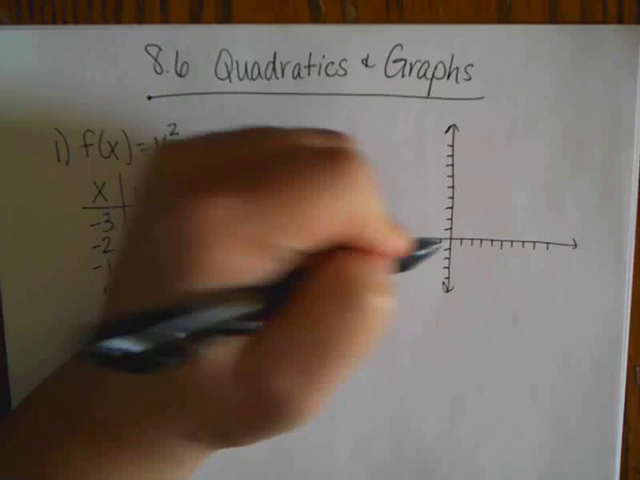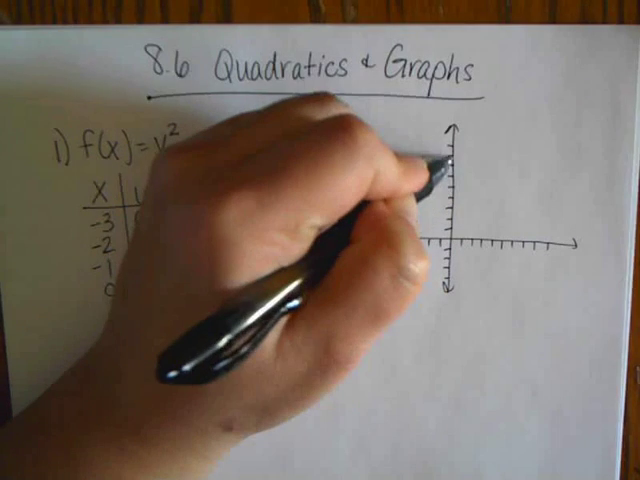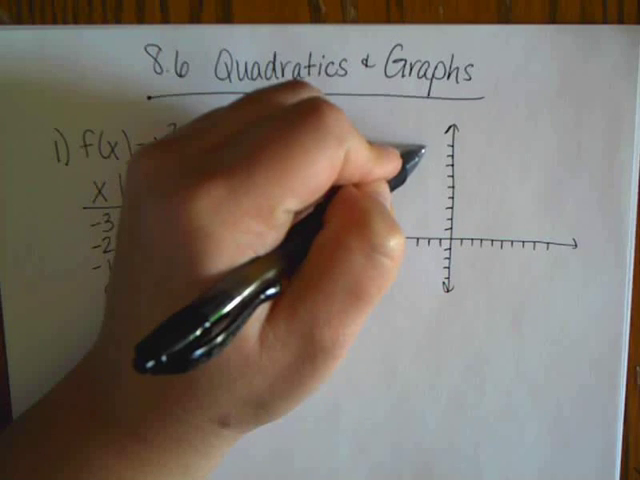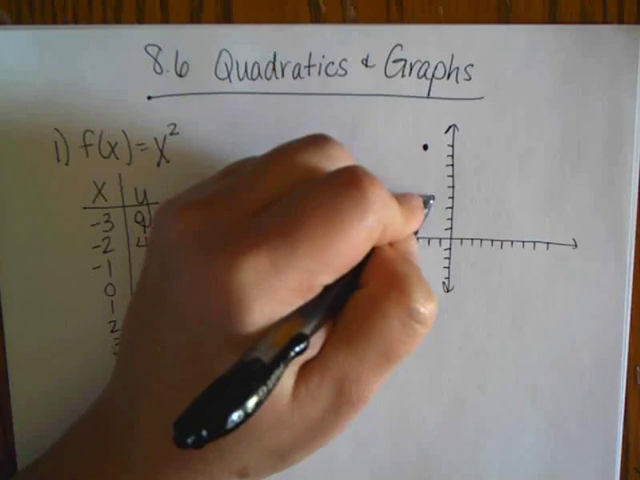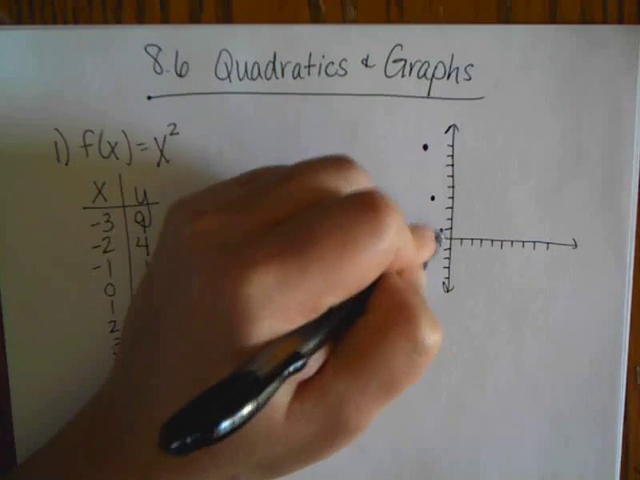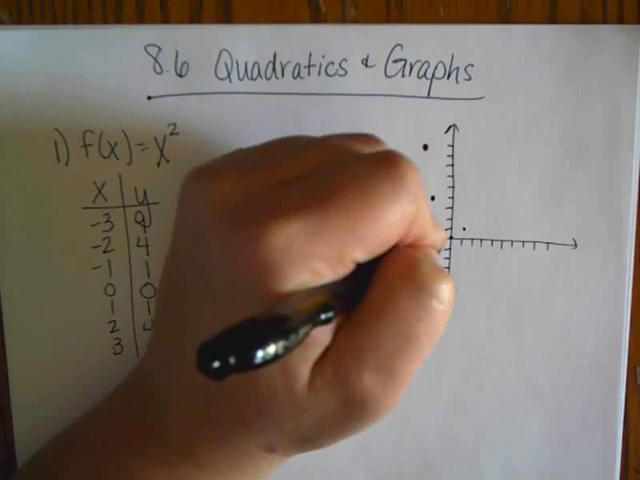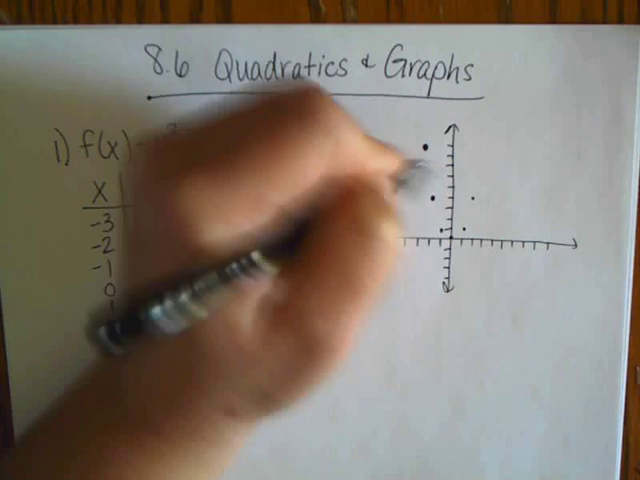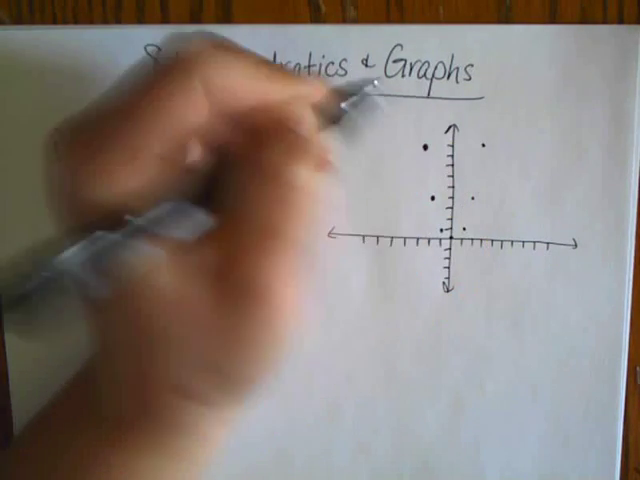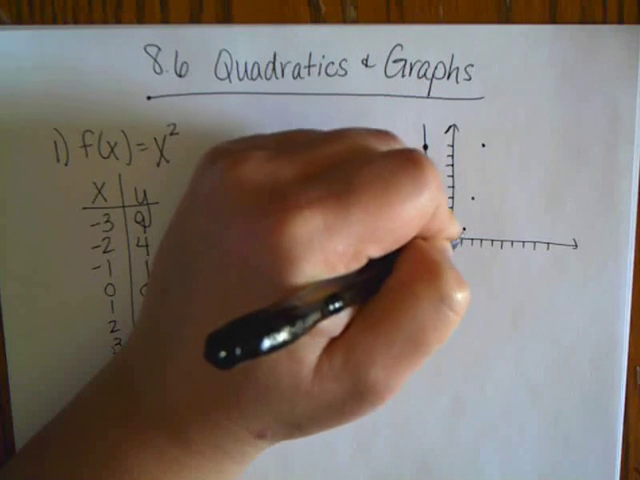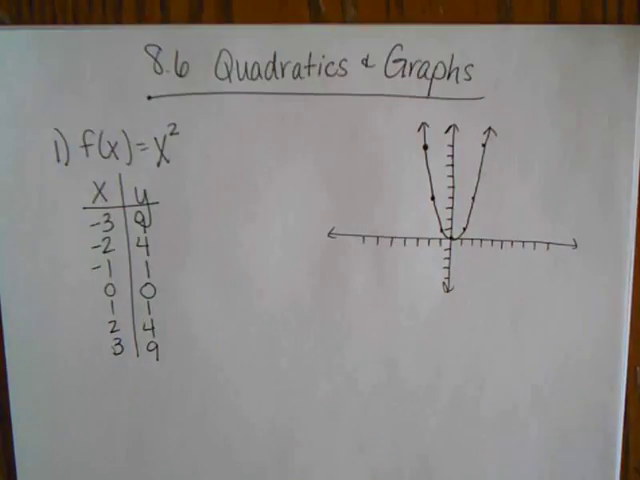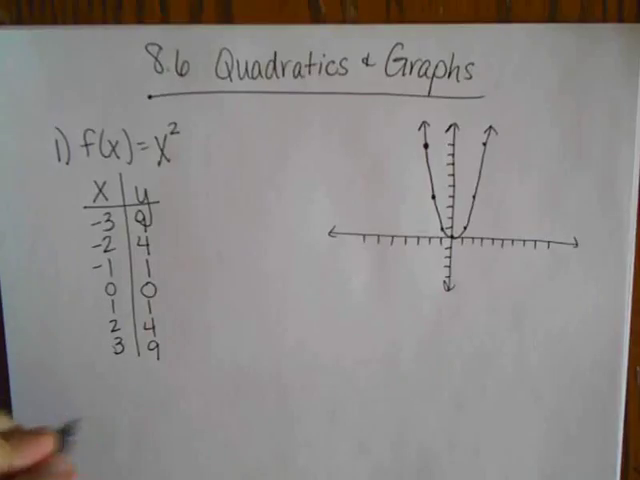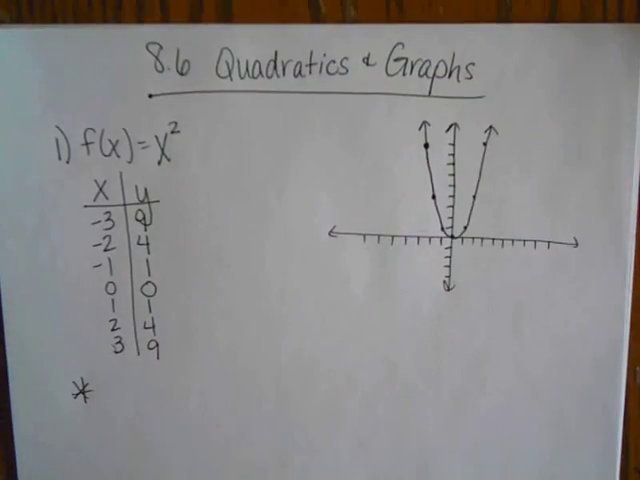-3, up 9, 1, 2, 3. -2, 4. -1, 1, 0, 0, 1, 1, 2, 4, and 3, 9. There is our nice little perfect happy parabola. So, here's some information.